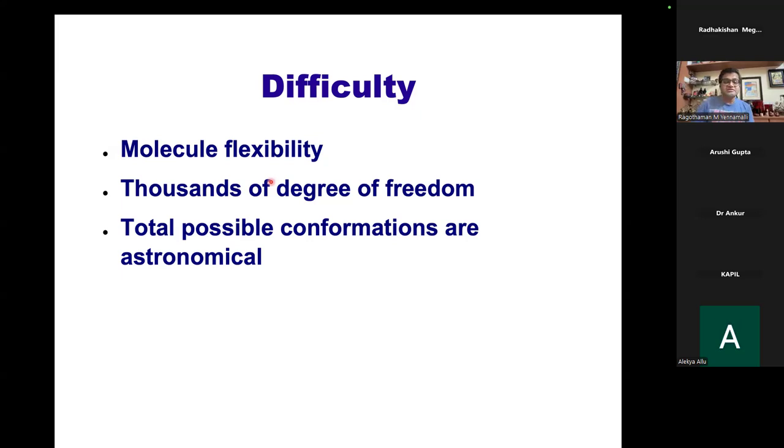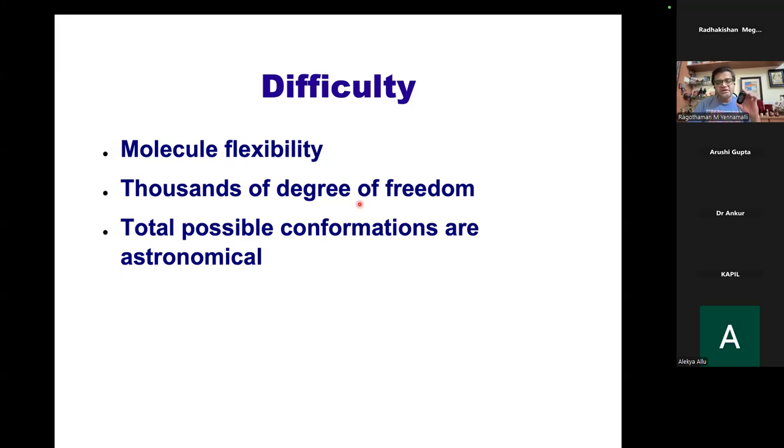The second difficulty is thousands of degrees of freedom. Every rotational bond adds a degree of freedom. Now, what do we call a degree of freedom? I don't know if someone has explained this in the earlier lectures. So let us imagine this particular case is a three-dimensional object. Of course, it is. Now, what are the degrees of freedom for this? Because this entire case is one single entity, I'm going to assume it's one solid shape. It has 6 degrees of freedom.